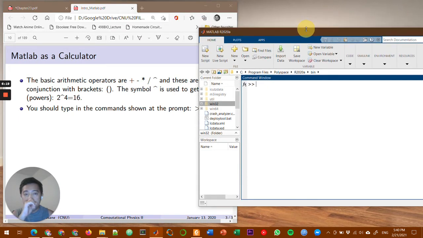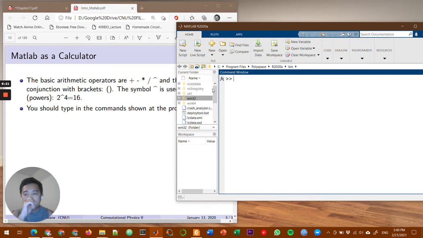Let's try it. In MATLAB, in the command window, that's where you start typing. You will see the cursor blinking there. So you have 2 times 4, squared, and it gives us 16.